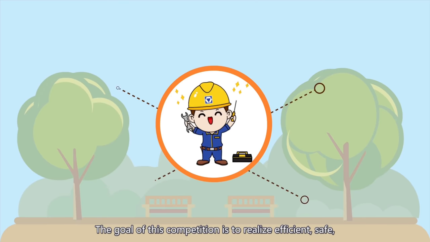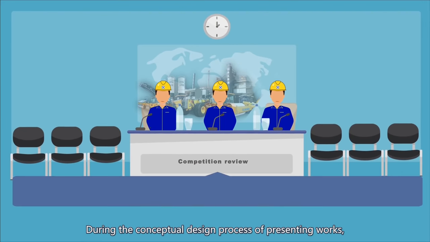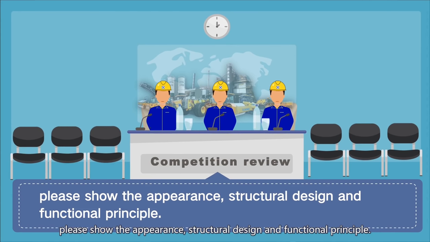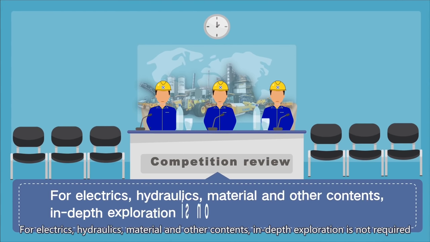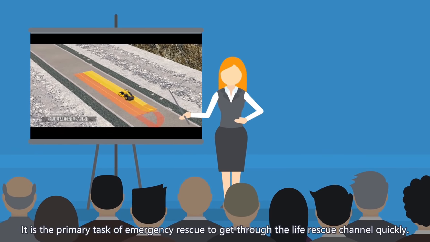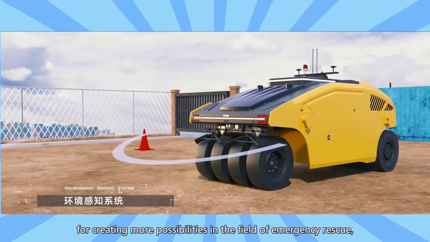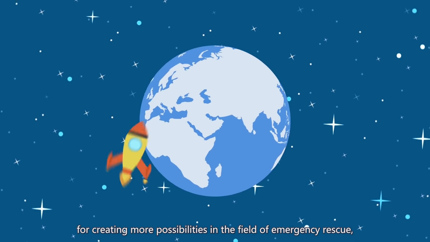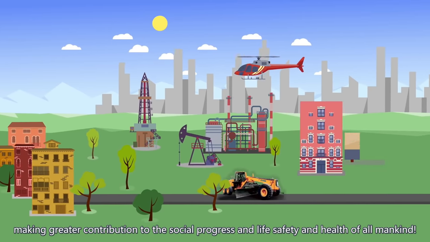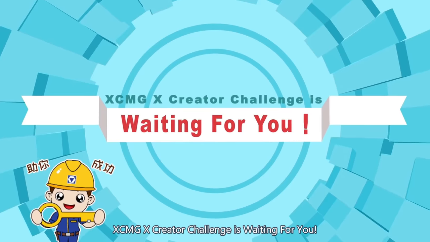The goal of this competition is to realize efficient, safe, and environmental friendly and smart rescue road. During the conceptual design progress of presenting works, please show the appearance, structural design, and functional principle. The electrics, hydraulics, material, and other contents, in-depth exploration is not required. Emergency rescue and disaster relief. Life first. It is a primary task of emergency rescue to get through the life rescue channel quickly. Through this competition, XCMG hopes to gather the world's infinite knowledge, creativity, and intelligence for creating more possibilities in the field of emergency rescue, making greater contribution to the social progress and life safety and health of all mankind. XCMGX Creator Challenge is waiting for you.